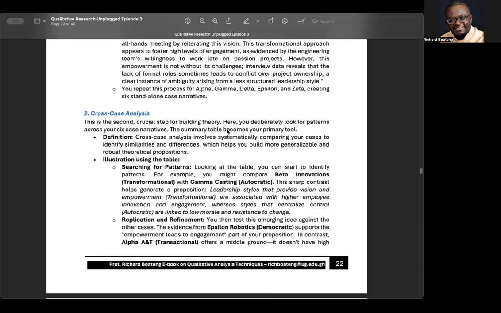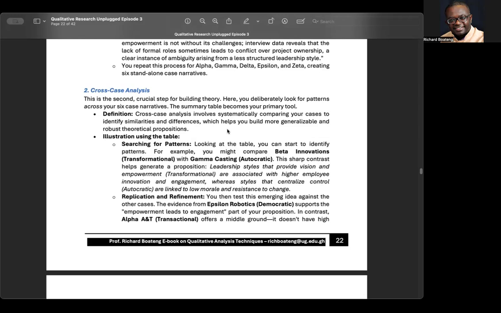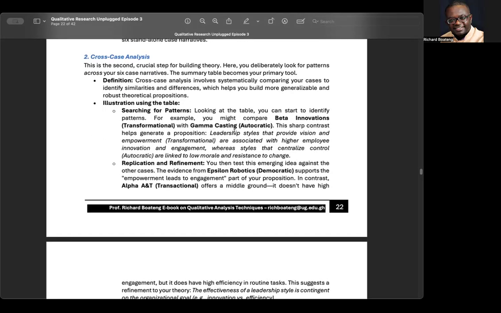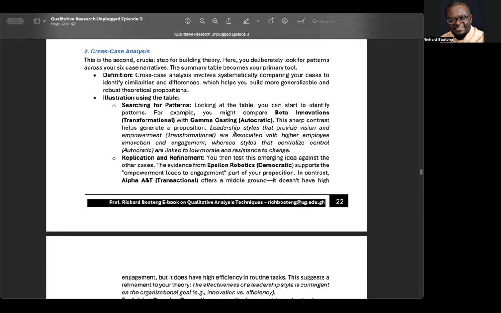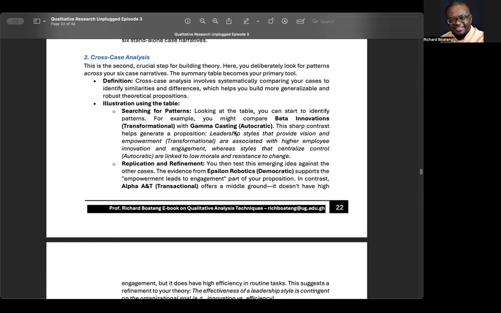Precisely. This is the second and arguably the most crucial step for developing robust, generalizable theoretical propositions from multiple cases. You systematically compare the cases, actively searching for similarities and differences that can help you build and refine your theory. The summary table shown in the guide is a classic tool for this, laying out key variables or themes across all cases. How would you use that table with the leadership examples?